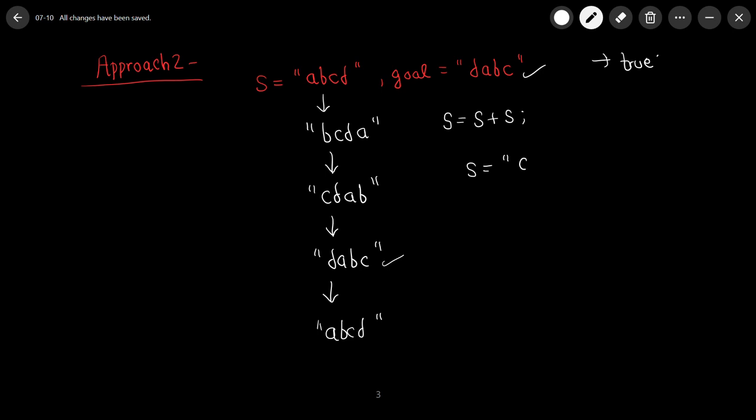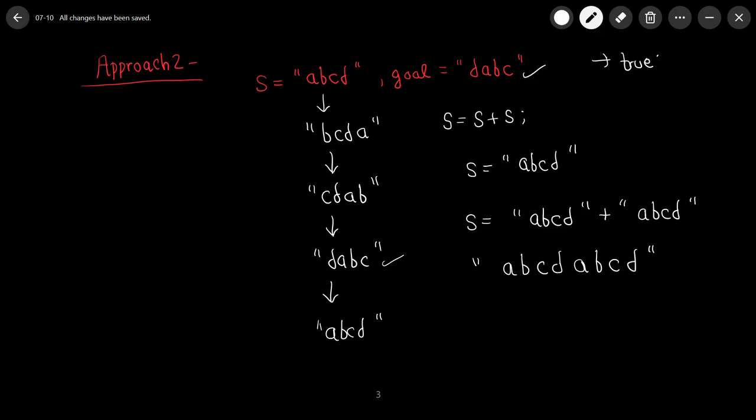S was initially A, B, C, D, and if we concatenate itself to it, we would get something like ABCD plus ABCD, which is nothing but ABCDABCD. So this is S plus S. Now let's observe one thing, which is a very smart observation.